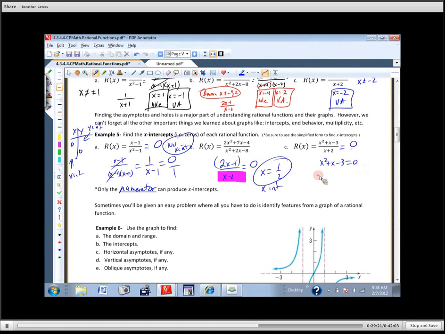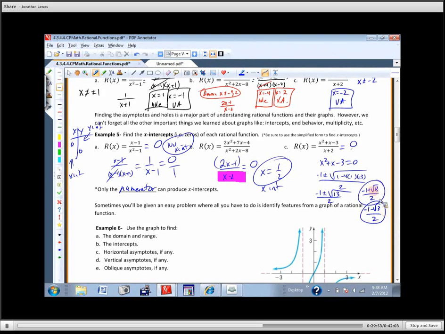So this is going to be negative 1 plus or minus the square root of 1 minus 4 times a times c. So that's going to be a 1 and a negative 3, all over 2. So this is going to be negative 1 plus or minus. Is that going to be 1 plus something or 1 minus something? 1 plus. So that's going to be a 13. So this actually has two x-intercepts. One of them is negative 1 plus radical 13 over 2, and the other one is negative 1 minus radical 13 over 2. Yes, Alex?